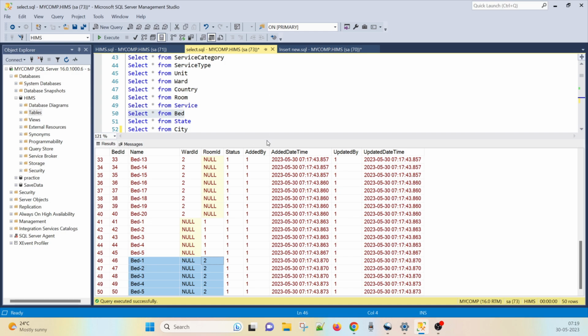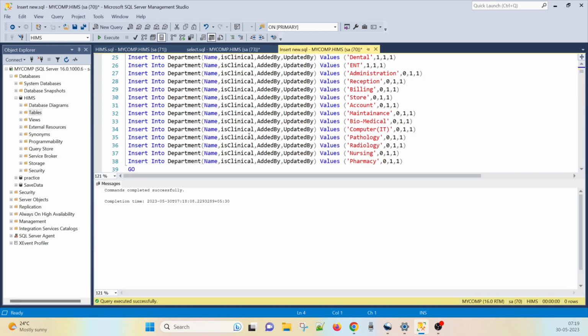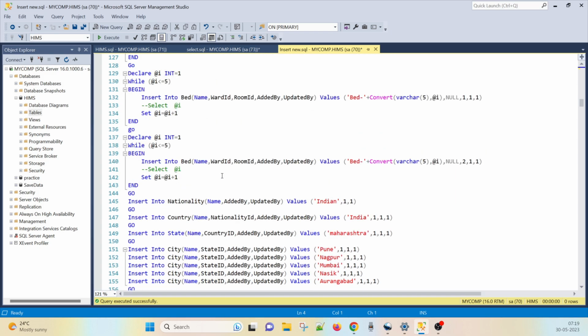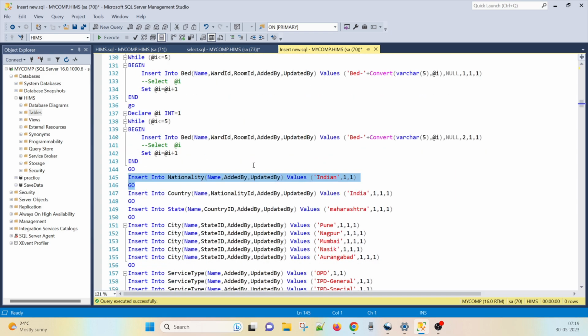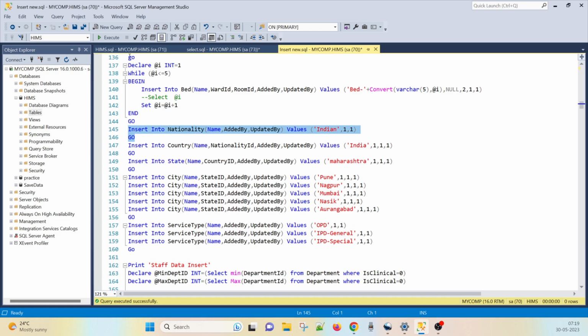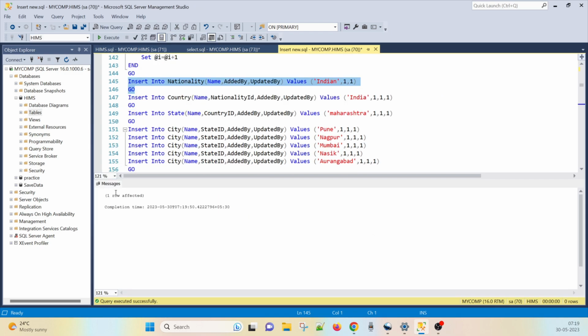Okay. Next one is, you can insert this script in one stroke as well. So you will get the complete data, or you can execute based on the table wise. Insert into the nationality. So it will insert one record. Yeah, as I said, there is how much records are affected. We are getting this information because set no count off.